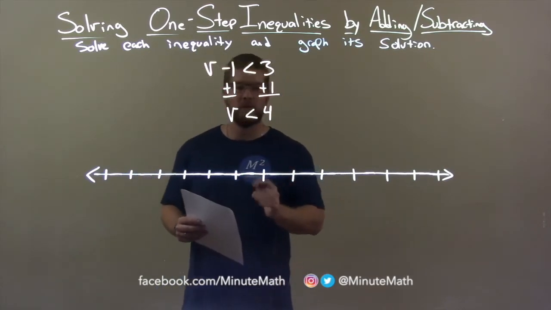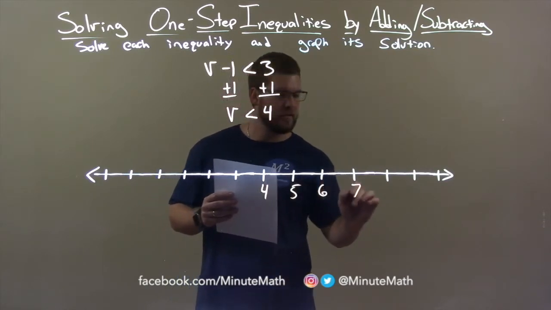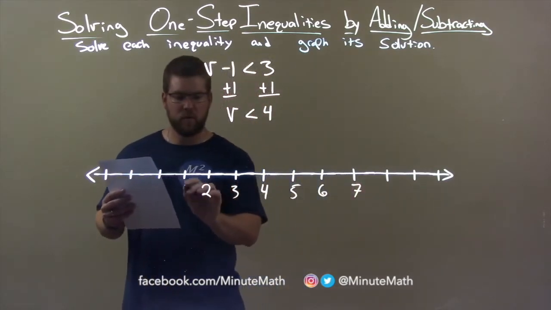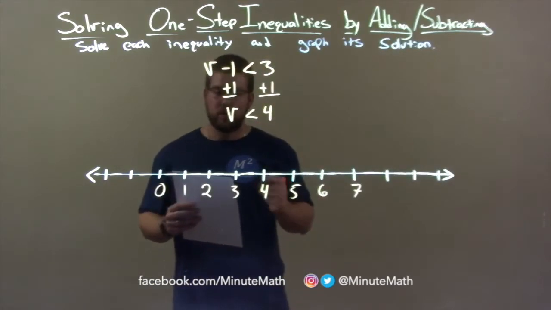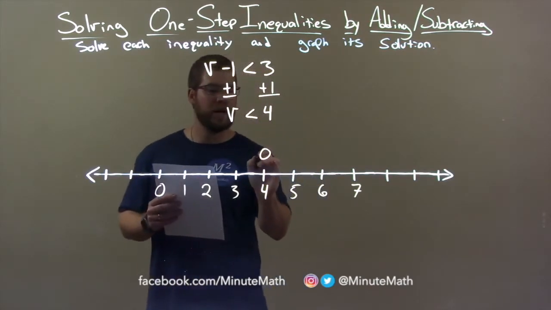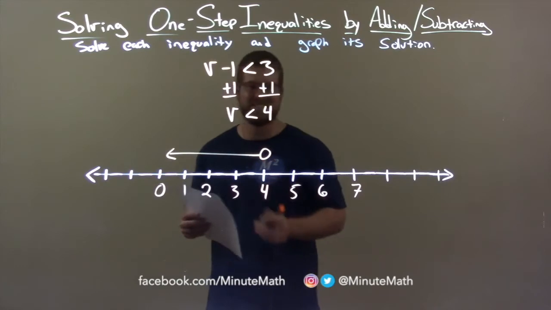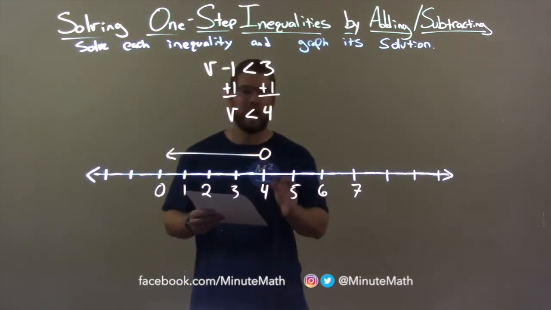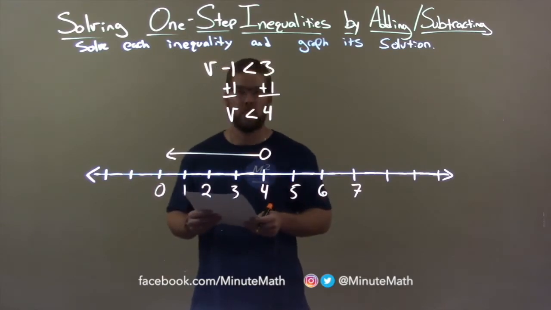We need to graph it. So let's put our number line here. 4 right here, 5, 6, 7, and 3, 2, 1, and 1, not 0. Since v does not equal 4, we have an open circle here at 4. The less than sign tells me the arrow goes to the left. And now we have our graph. This graph matches our final answer of v is less than 4.